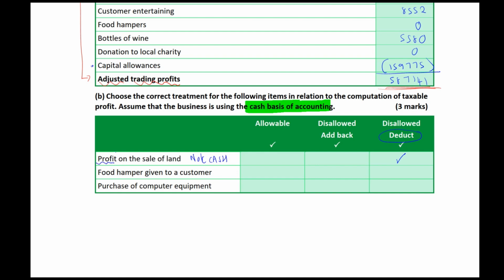It is a profit itself, so if it has been added into my profit and loss statement, it's made the profit higher. So if I'm now going to take it out and say it shouldn't be there, then the profit will become lower again. So I deduct it.